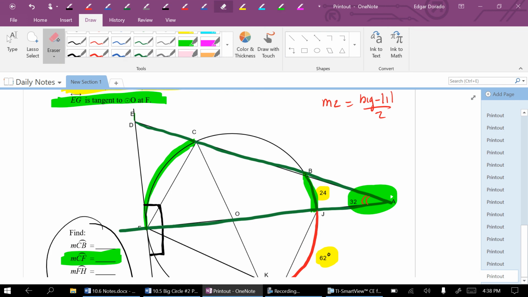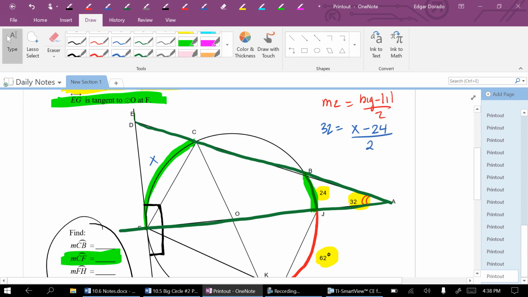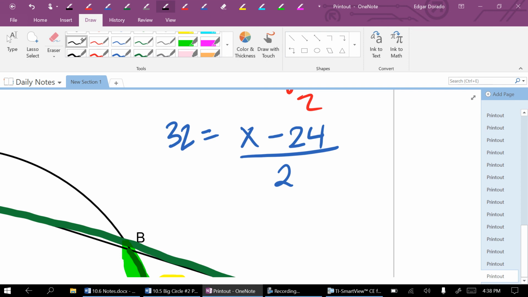So let's do that, guys. We have some information here. We can apply that. So what do I know? The measure of the angle, we know that already, it's 32. The big arc, I don't know. Let's call that x for now. That's x, and then minus the little arc, which is 24. And then I'm going to divide that by 2. Well, let's do a little bit of work here. First things first, let's get rid of this 2 by multiplying both sides by 2. That's how we undo a division of 2.